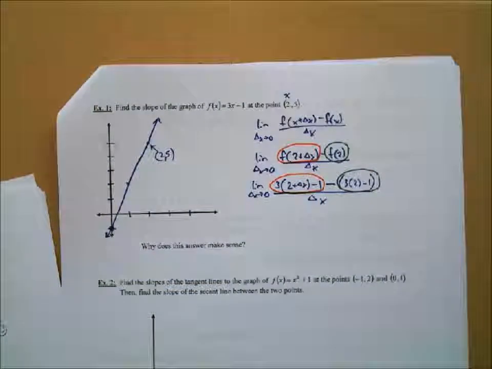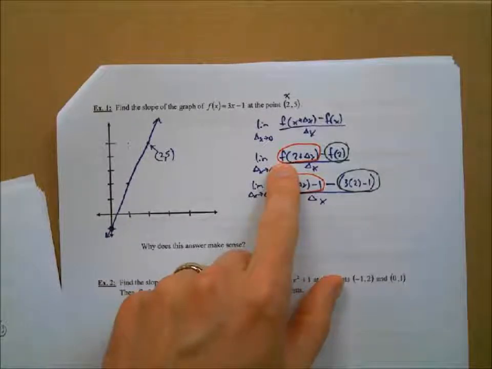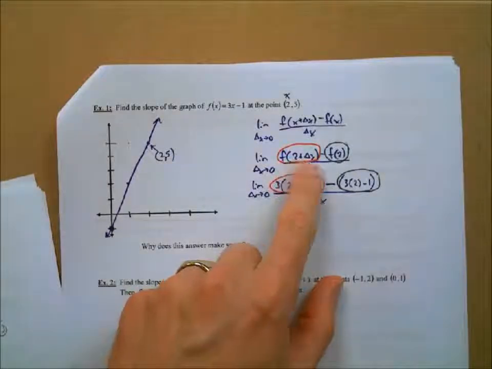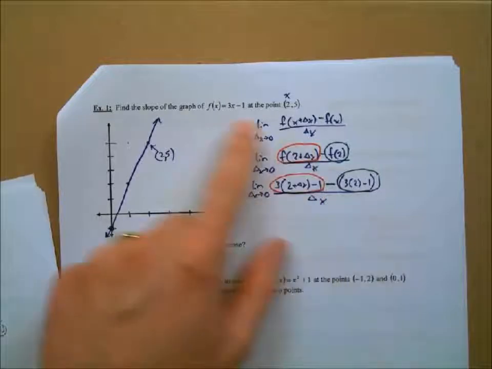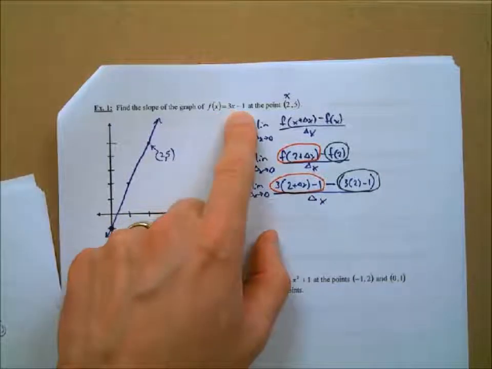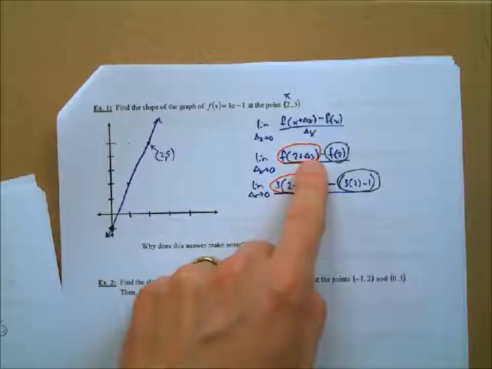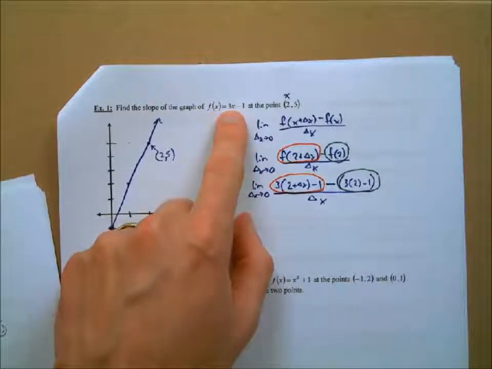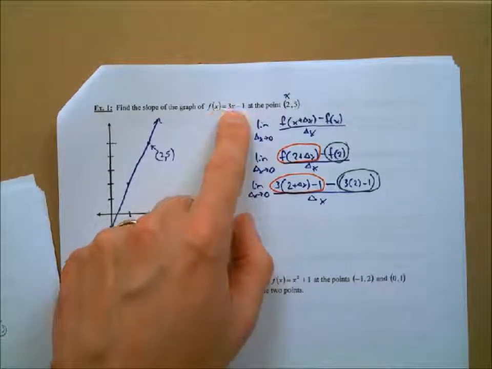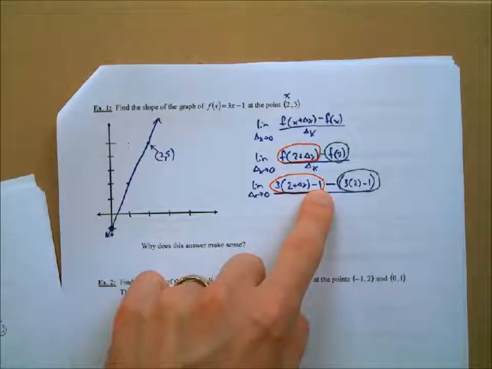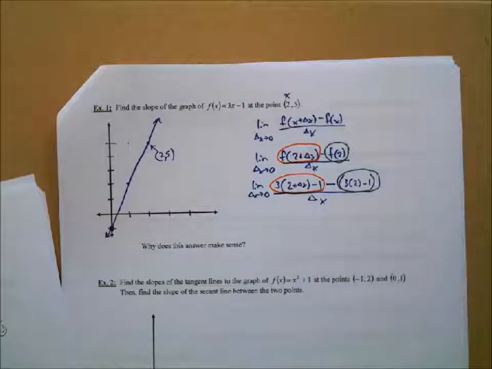Okay, yes, Clayton. So you just put the slope for f. How did you get the 3 there? So we're evaluating what is f evaluated at 2 plus delta x, right? And so if f of x is 3 times x minus 1, I'm taking that 2 plus delta x, which is replacing the x there, I'm going to replace the x here. So it's 3 times 2 plus delta x minus 1. You see what I'm saying? It's just plugging in that 2 plus delta x.